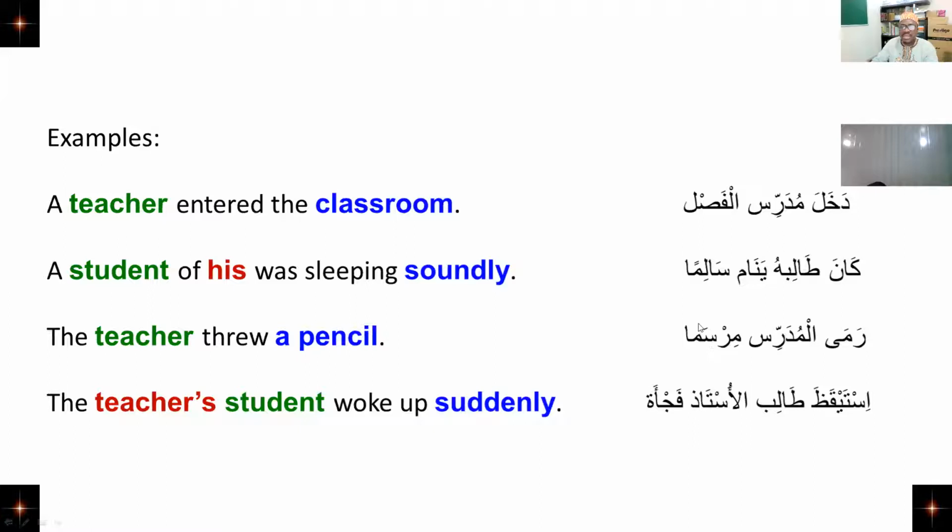And the sign for the nasb here is fatha, or fathatain in this context, right? So rafa status, nasb status. Why rafa? Because it's the doer. Why nasb? Because it is the done to, the victim of the action. Okay. Finally, the teacher's student woke up suddenly. Istayqadha talibul ustadhi faj'atan.